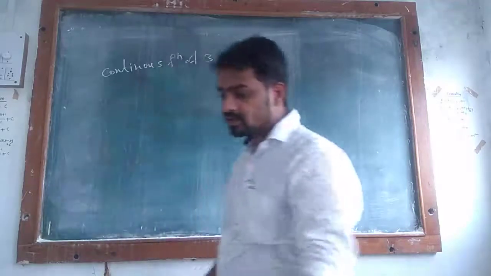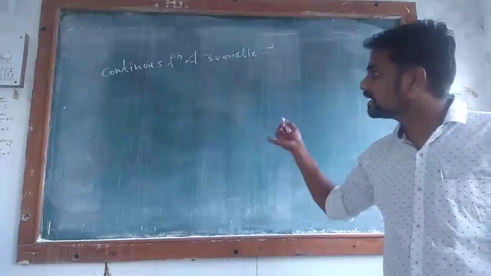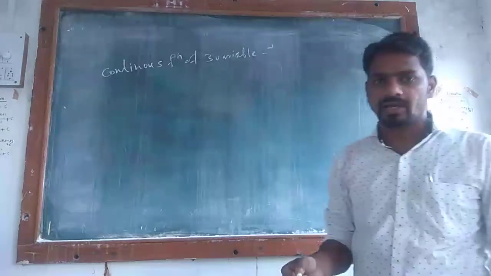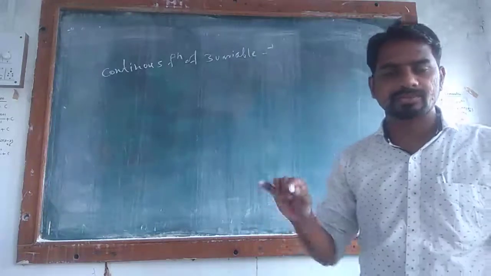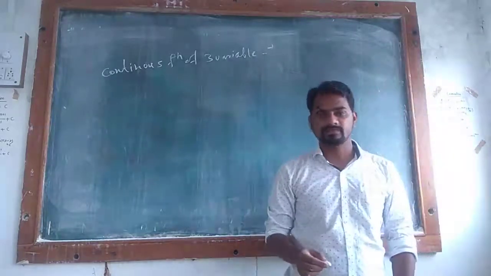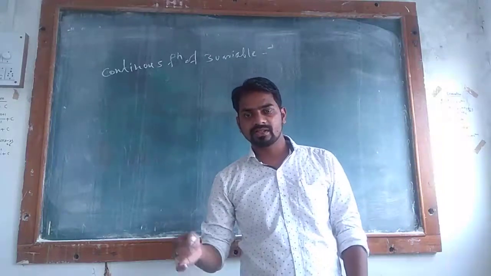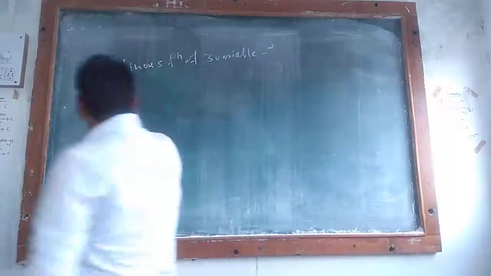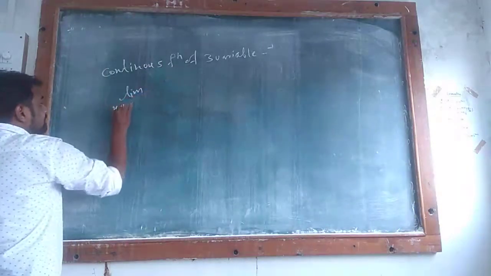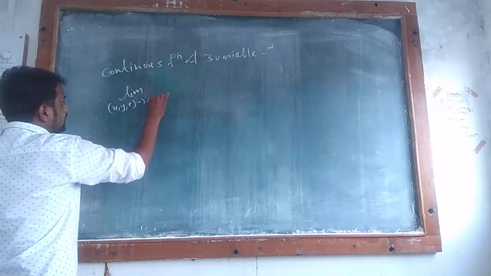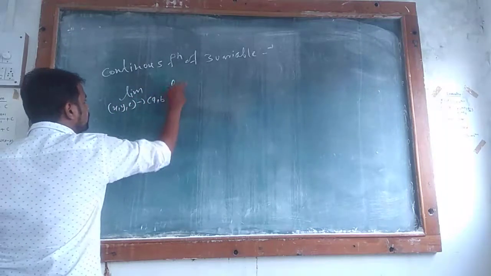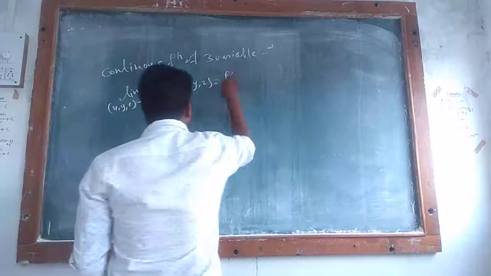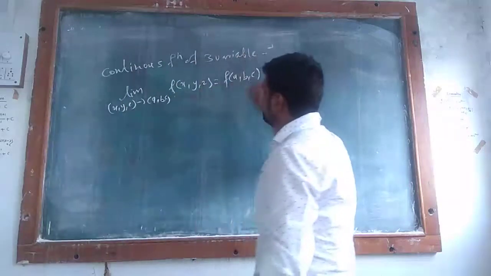Let f be a function of x, y, z, that is, three variables, on a domain D, and (a, b, c) belongs to D, which is a subset of R^3. Then the function f(x, y, z) is continuous at (a, b, c) if the limit as (x, y, z) tends to (a, b, c) of f(x, y, z) is equal to f(a, b, c).